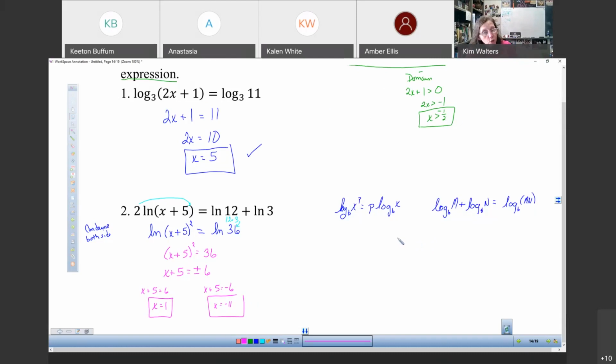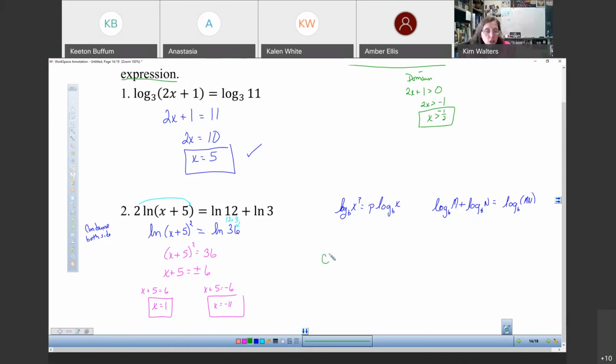So the alternate way, if you can remember to find the domain, x plus 5 has to be greater than 0. And if you don't remember to find the domain, you have to remember to check, okay? So to check is a little bit harder.